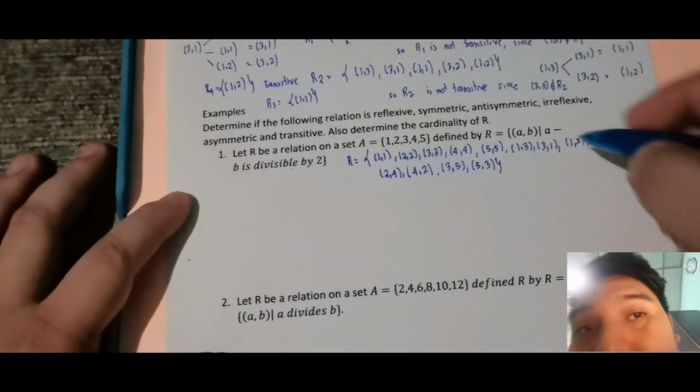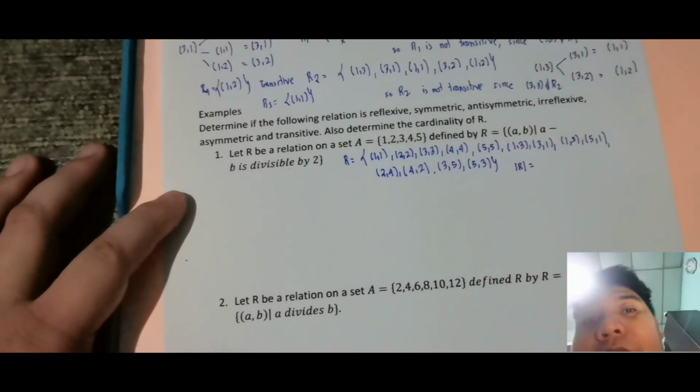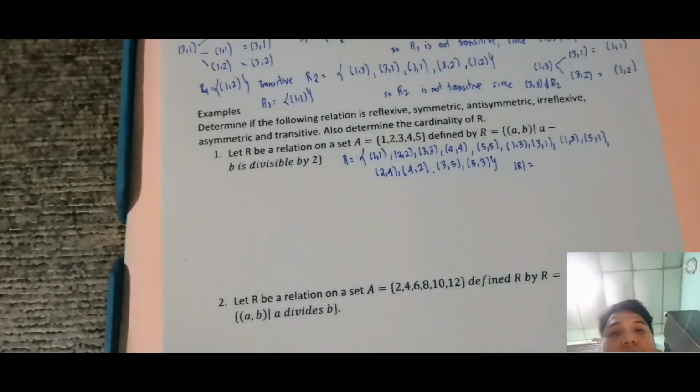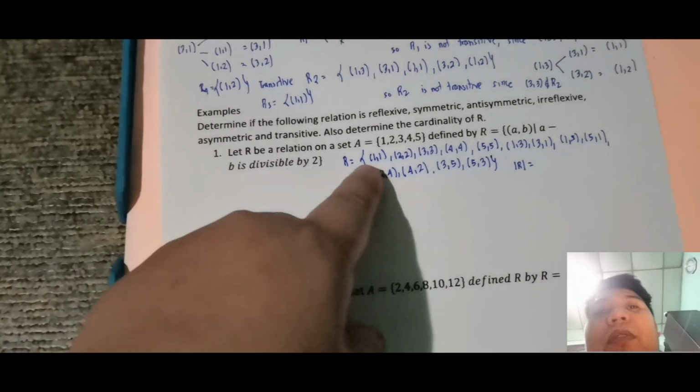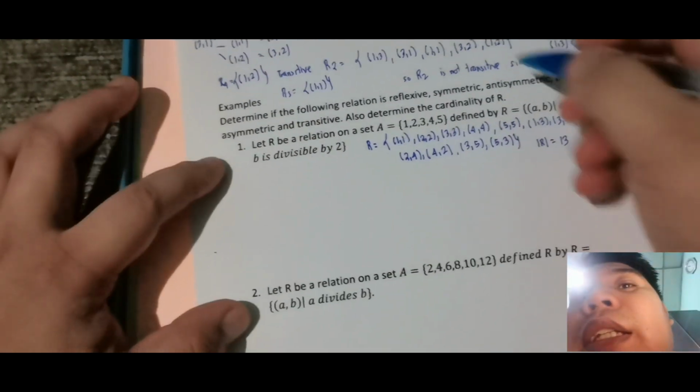Okay, so, next is, hanapin natin yung cardinality ni R. So, what is the cardinality of R? The cardinality of R is, bilangin, 1, 2, 3, 4, 5, 6, 7, 8, 9, 10, 11, 12, 13. So, that is 13. Okay, next.